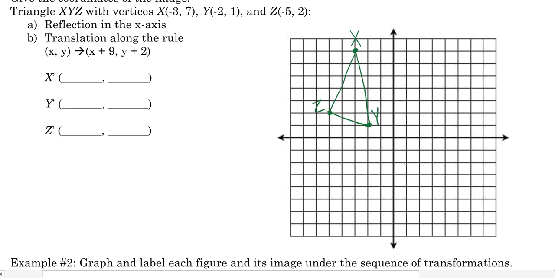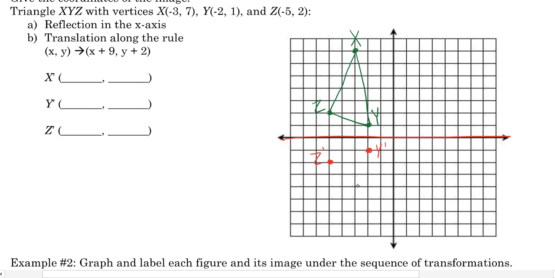The first thing it states is to reflect in the x-axis, so we need to think back to last week when we were reflecting. The x-axis, again just a reminder, is your horizontal axis. To reflect Y, I notice that Y is 1 unit above the x-axis, therefore the image of Y is going to be 1 unit below, and we can do that for all of the others. I'm not going to spend a lot of time on that today, because we did a whole lesson on it last week.